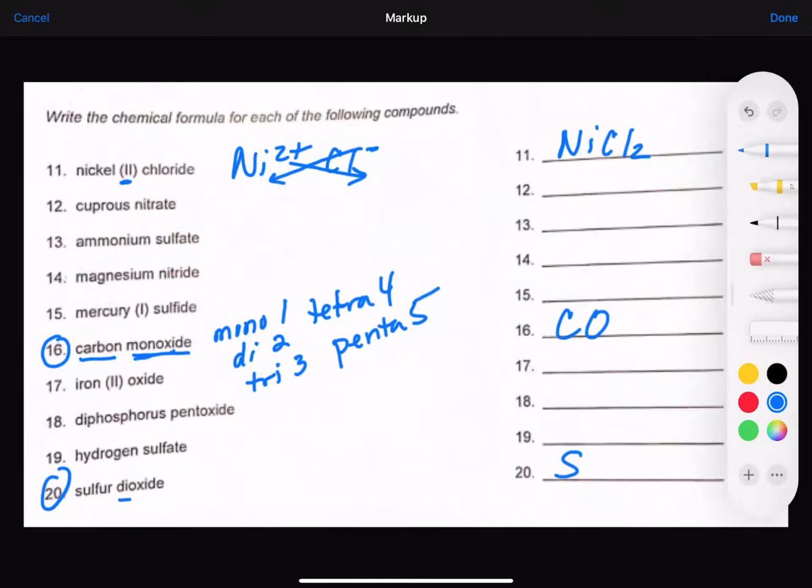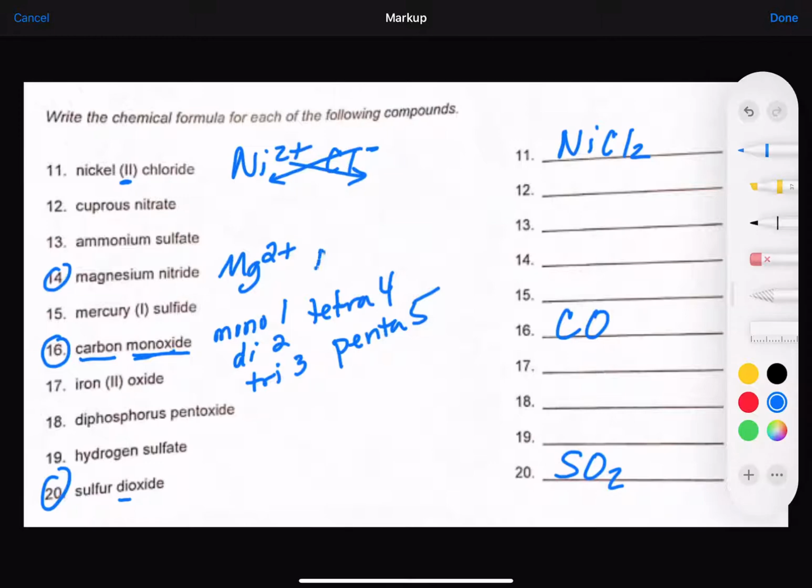So it's easier to figure out the formula of covalent compounds. Like number 20 is a covalent compound as well. You got sulfur, and then dioxide. Di means 2, so there's 2 oxygens. Okay, I'll do one more ionic compound, which is a metal bonded to a nonmetal.